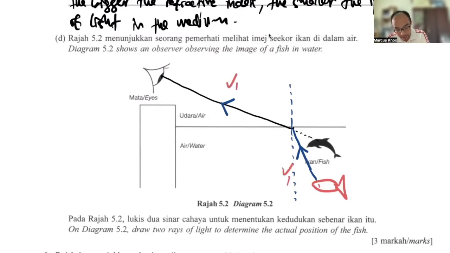And then, of course, the third mark is this one to show how you actually saw the image in the first place. Okay, so be very, very careful with this. This is a very common drawing for refraction. Remember that the eye to the image is always a straight line. Okay, so the eye to image is a straight line.